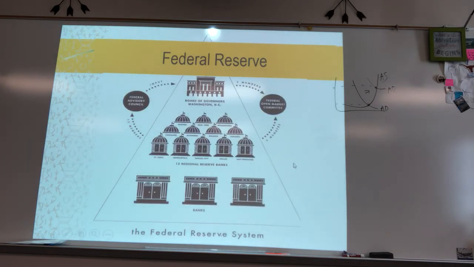So this is the structure of the Fed, and we're going to watch a video on this. There's the Board of Governors who basically conduct the policy. They have an advisory council to the president, and they deal with the open market operations, the buying and selling of bonds.